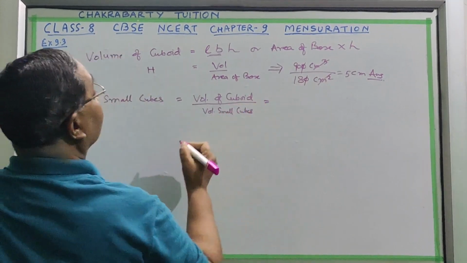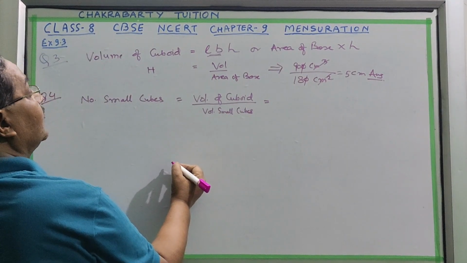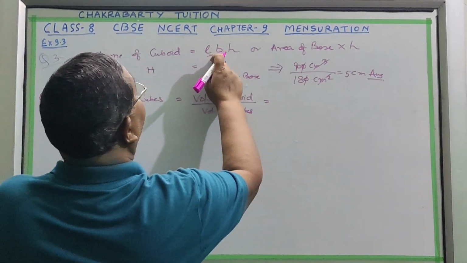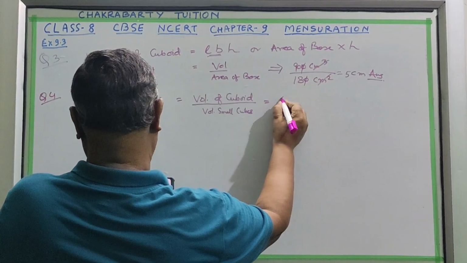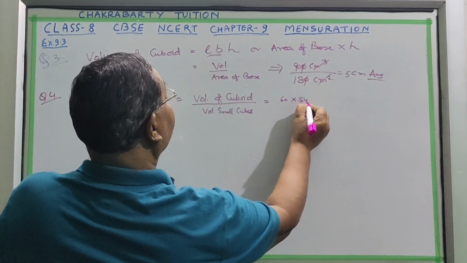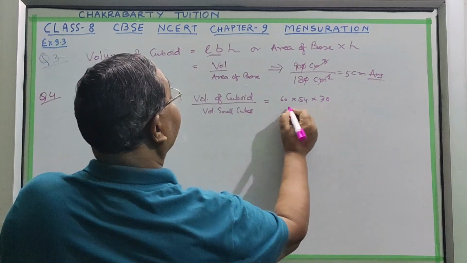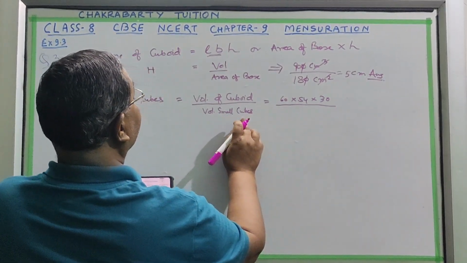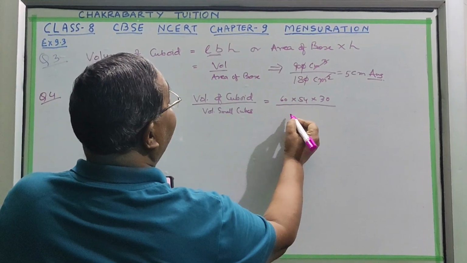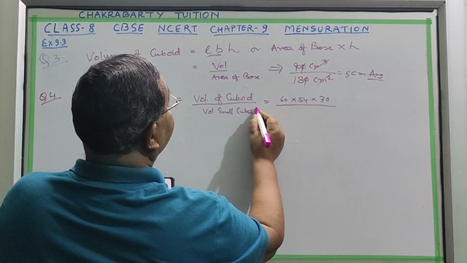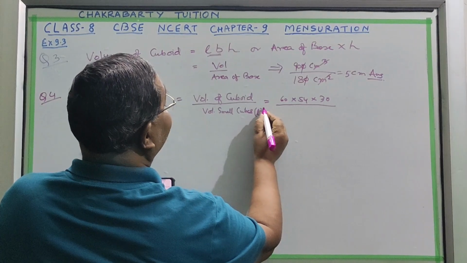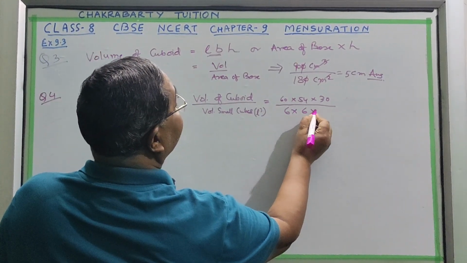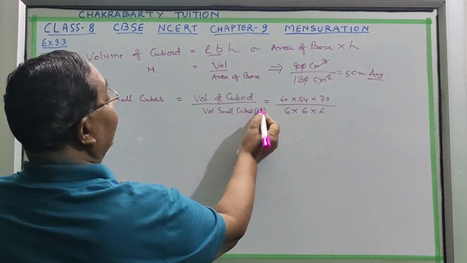So the volume of cuboid formula is length into breadth into height. So it will be 60 into 54 into 30 centimeter upon the volume of the small cube, which will be L cube. One side is 6, so it will be 6 into 6 into 6. Volume of cubes is L cube.